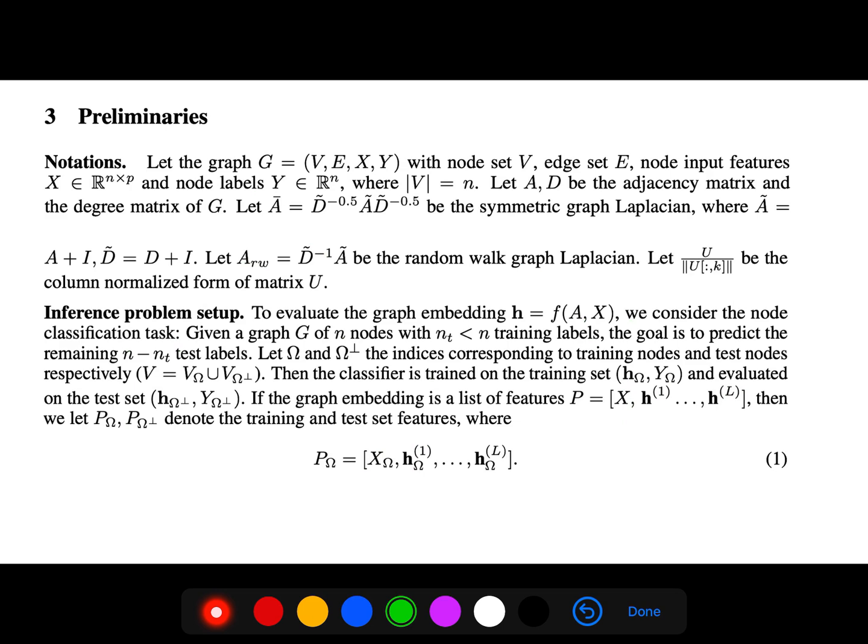So to evaluate the graph embedding H, we consider the node classification task. Given a graph G of n nodes, the goal is to predict the remaining n minus n sub t test labels. Omega and omega perpendicular, where the indices correspond to training nodes and test nodes respectively. Then the classifier is trained on the training set and evaluated on the test set. If the graph embedding is a list of features, then we split them into the training set and the test features. So this is P sub omega, the training set features. And these are graph embeddings.